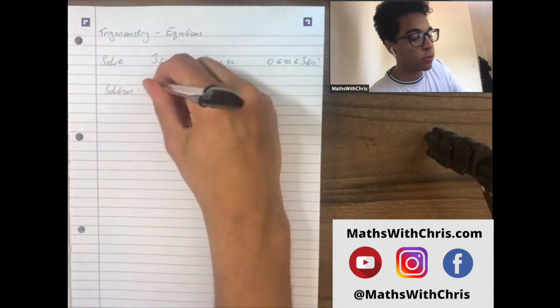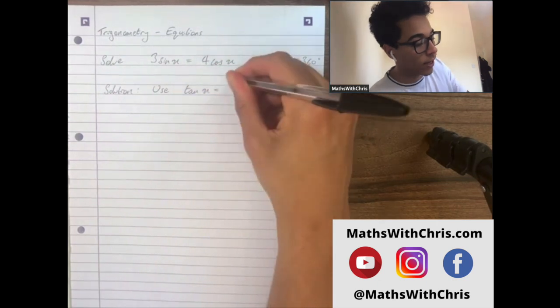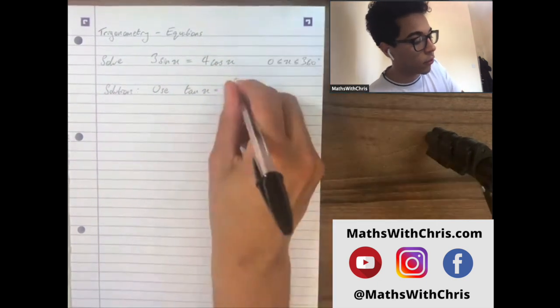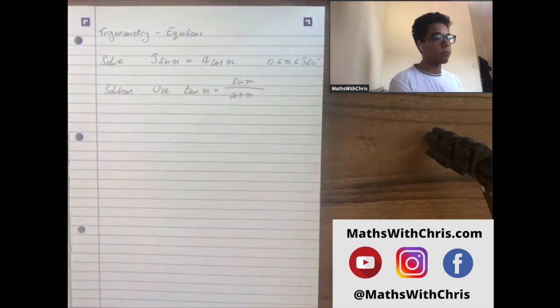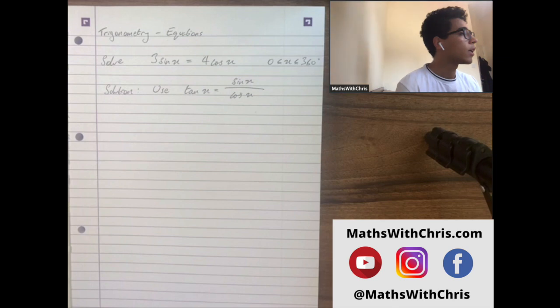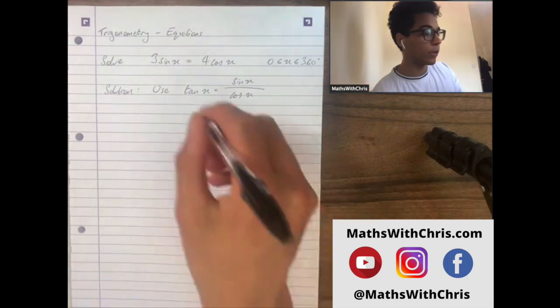We want to use that tan of x equals sine x over cos of x. So this relationship you should just know off by heart. This comes up all the time. Yeah, there we go. Someone's put the answer 53.1, 233. That is correct. So this is how you do it. So we use this relationship.